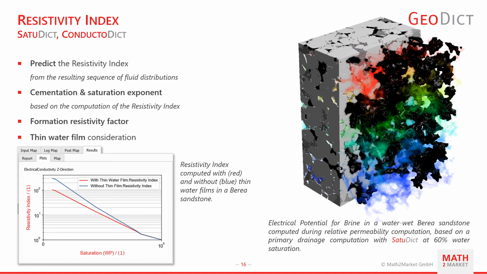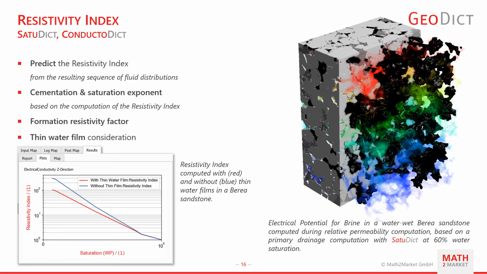Based on two-phase flow results, you may also predict the resistivity index. And in addition, we calculate the cementation exponent as well as the saturation exponent. As another electrical property, you may also compute the formation resistivity factor.